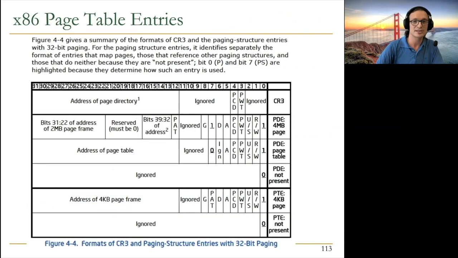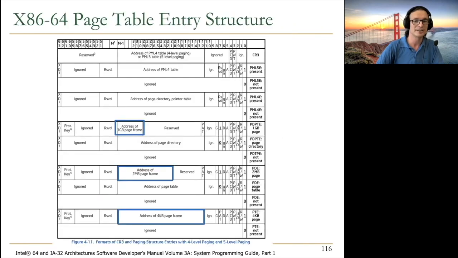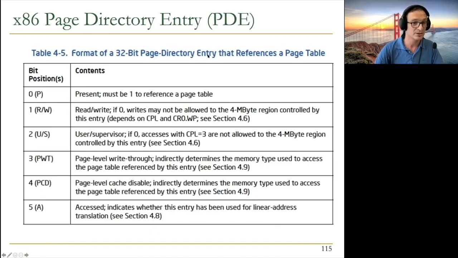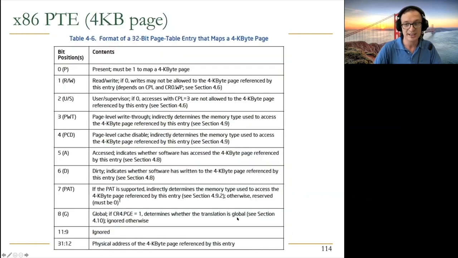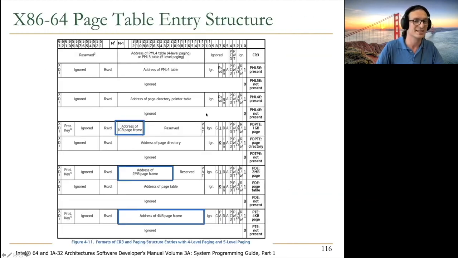I'm going to skip to the page table entries that are more recent. This is x86-64. You can see that page table entries have increased to 64 bits. They used to be 32 bits over here. Each of these is a page table entry, and now they're 64 bits. Why? Because we need to be able to address larger and larger virtual and physical memories.